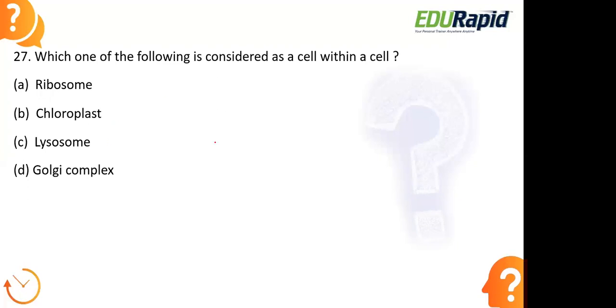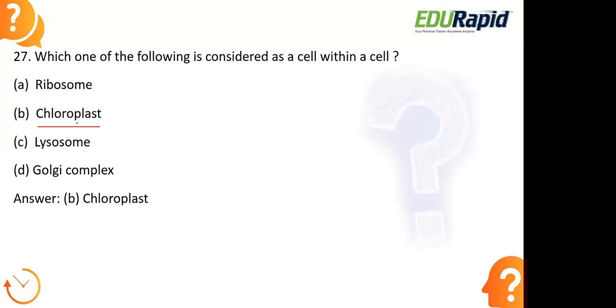Okay, let us look at the right answer. The right answer is option B, chloroplast. Chloroplast is a cell organelle in plant cells, right? It is present only in plant cells because this is the one organelle responsible for the photosynthesis process, as it carries the chlorophyll pigment within it. This is the organelle which is considered as a cell within a cell.